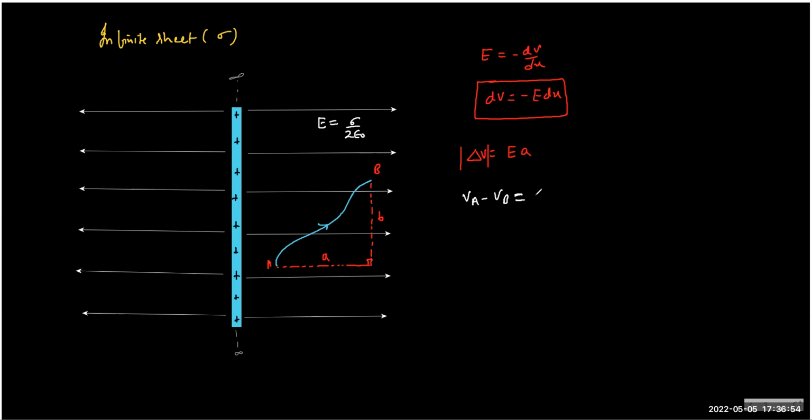So A will be at high potential, B at low. We can write it as E into A, which is sigma upon 2 epsilon naught into A. And that's the answer. It's clear? Yes, sir. So sometimes, just to confuse the student, the questions are made like this.